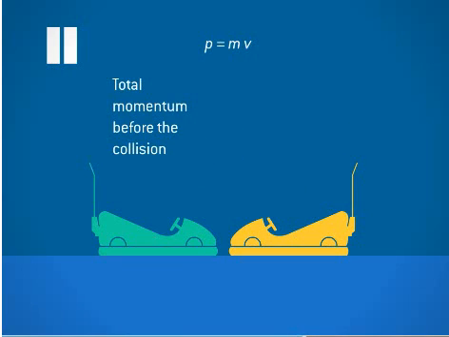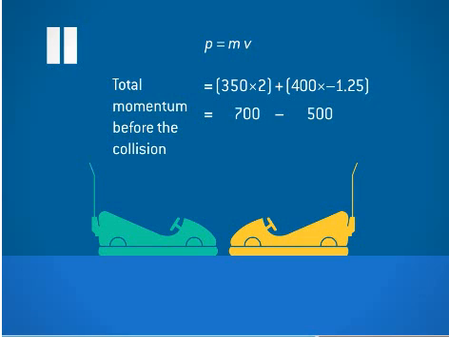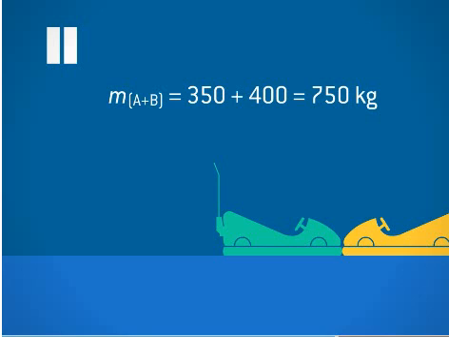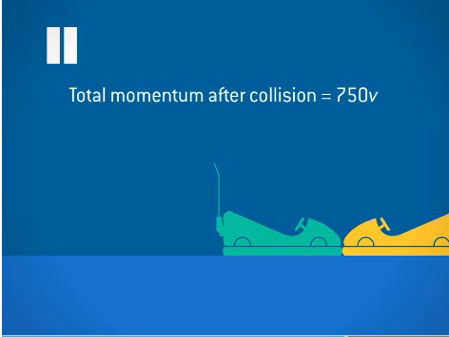The total momentum before the collision is the momentum of A plus the momentum of B. This equals 700 minus 500, which equals 200 kilogram meters per second. Because the two cars stick together, their total mass is 350 plus 400, which equals 750 kilograms. And if their velocity after the collision is v, the momentum is 750 kilograms times v.